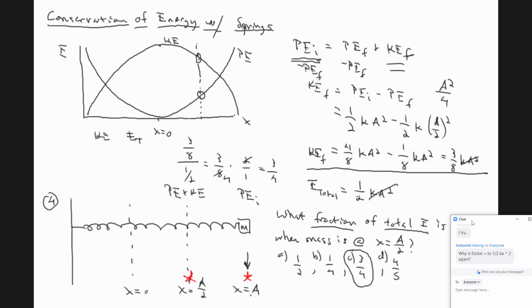But yeah, cool. Any other questions? Why is E total equal to 1/2 Ka squared again? Because that's what we start with, Michaela. So that's the maximum amount of energy that we have in our system. So is that like the starting potential energy? I mean, yeah, that's the total energy, right? Because when you let it go, is it going to gain any more energy?